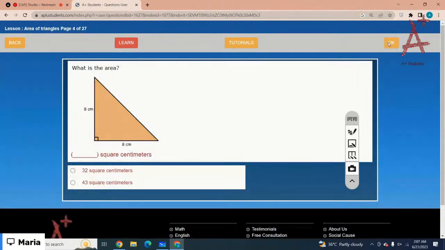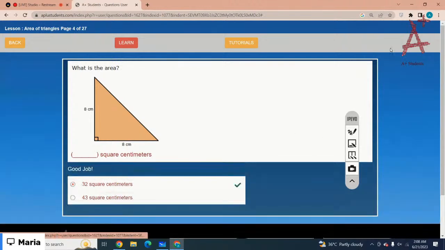Okay, the next one is what is the area? We are given the right angle triangle. So which is the correct option? You have to do 8 times 8, that is 64. And 64 divided by 2 is 32. So it would be 32 square centimeters. Got it?